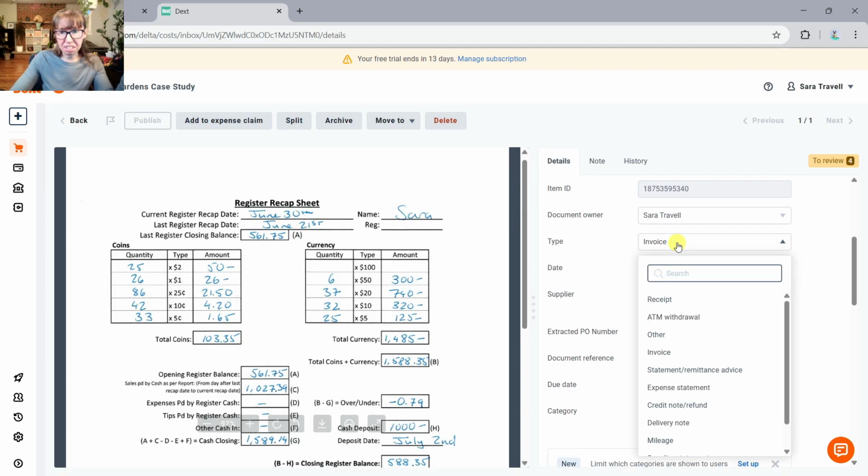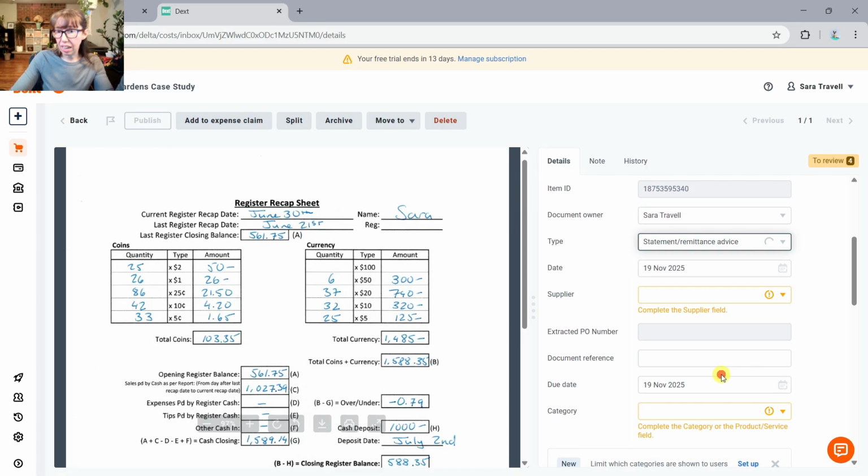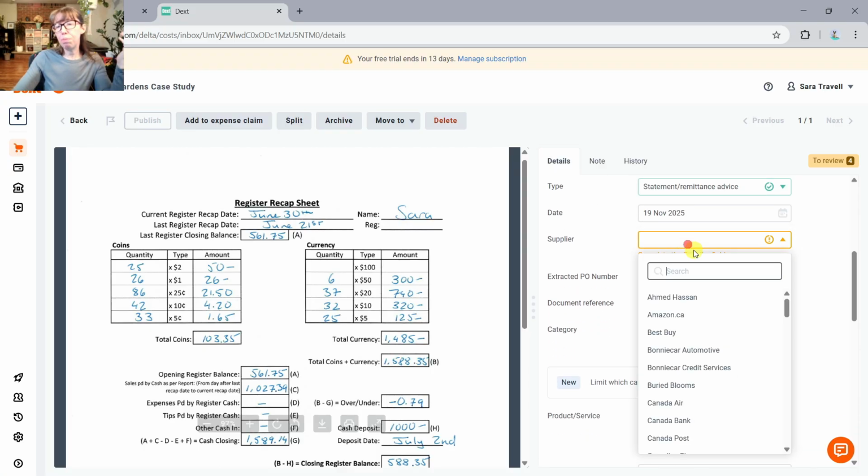It is a statement, let's say. And it is the supplier. We have to have a supplier if we're syncing from Dext. We can't leave that blank. And we haven't created sort of a register cash supplier.